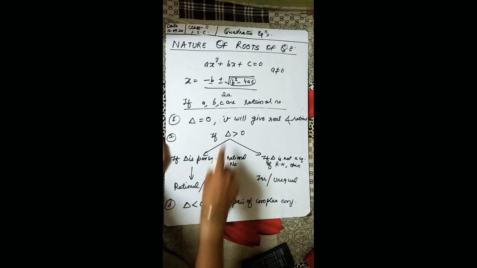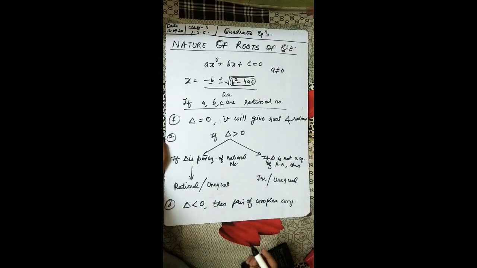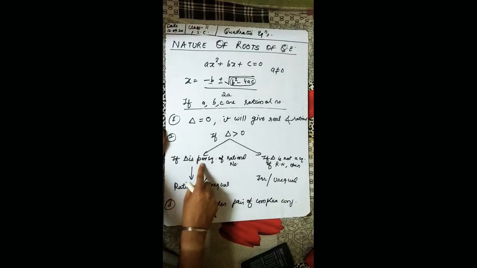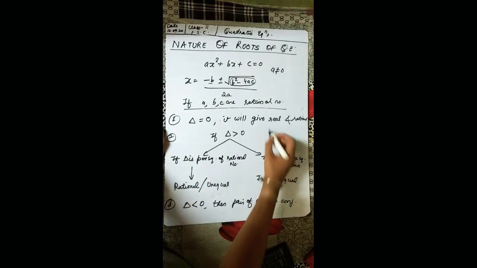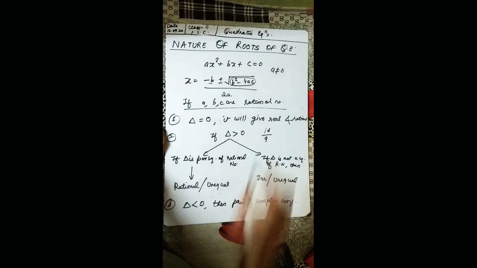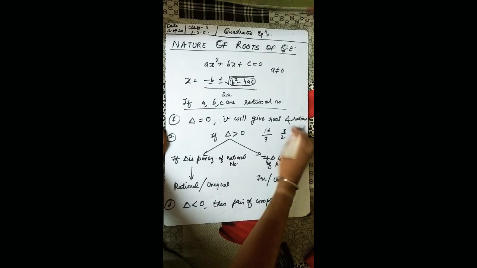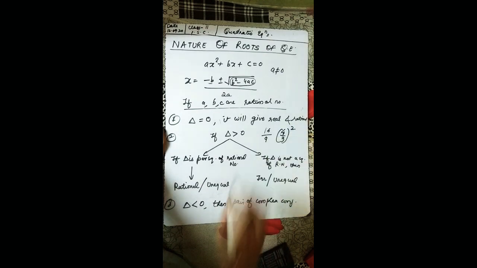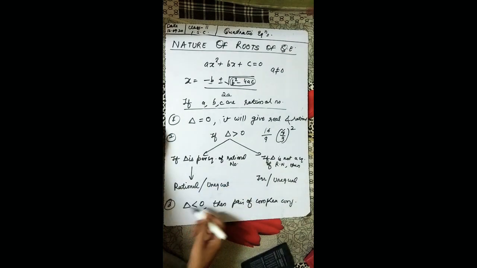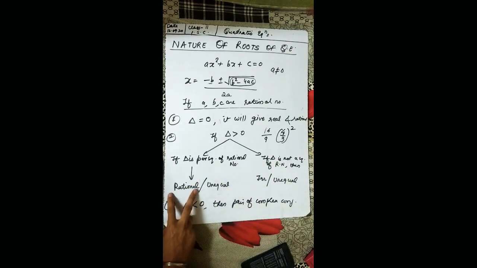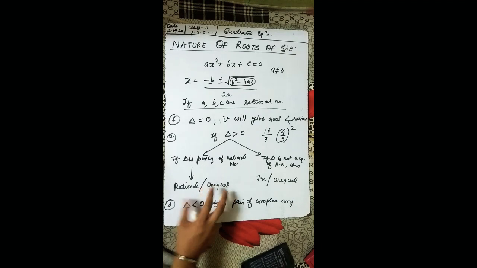Say for example, if your discriminant is greater than 0, and the discriminant is a perfect square of a rational number, say for example, I write 16 upon 9. So this is the square of 4 upon 3, the whole square. In that condition, we'll get rational and unequal roots. So the nature of the roots will be rational and unequal.